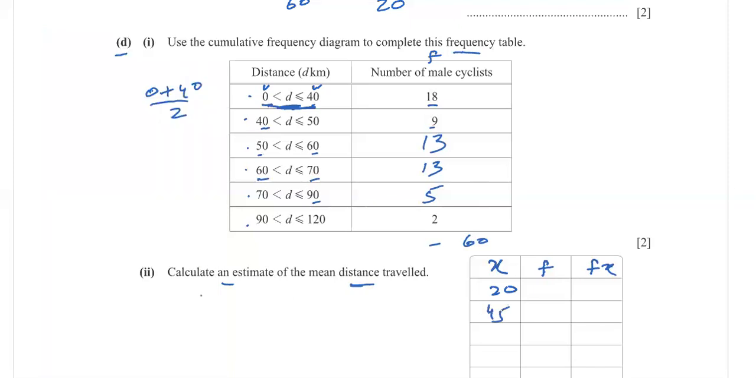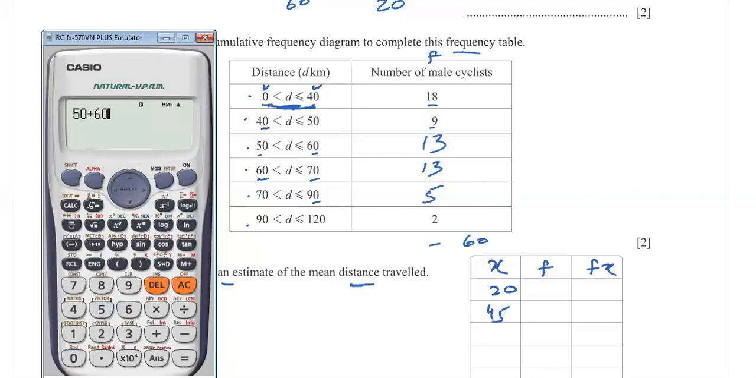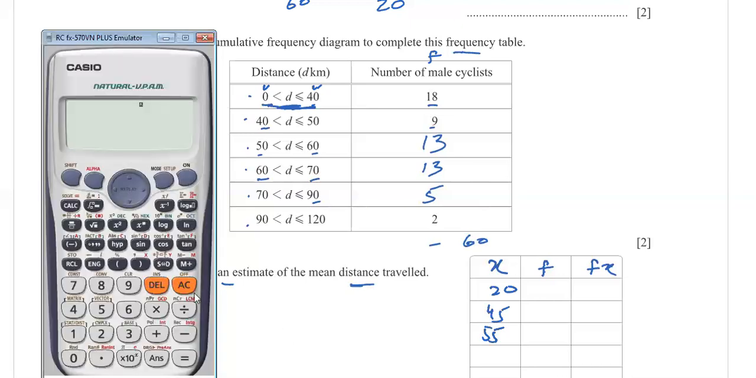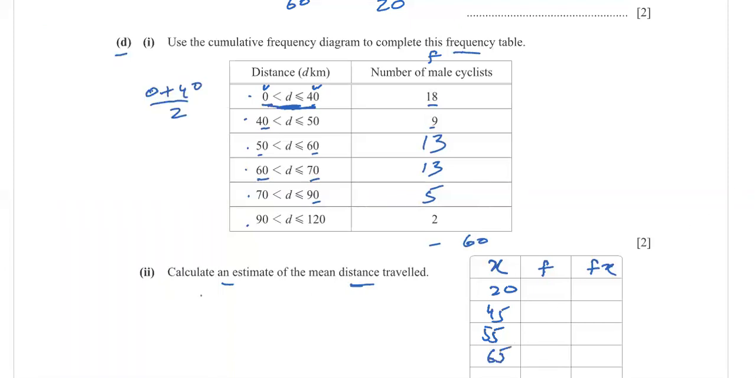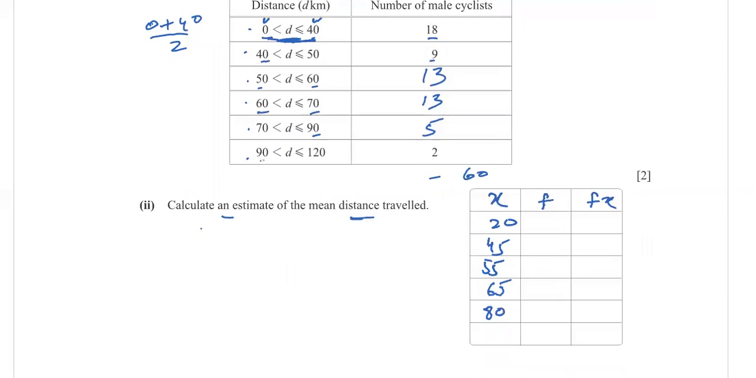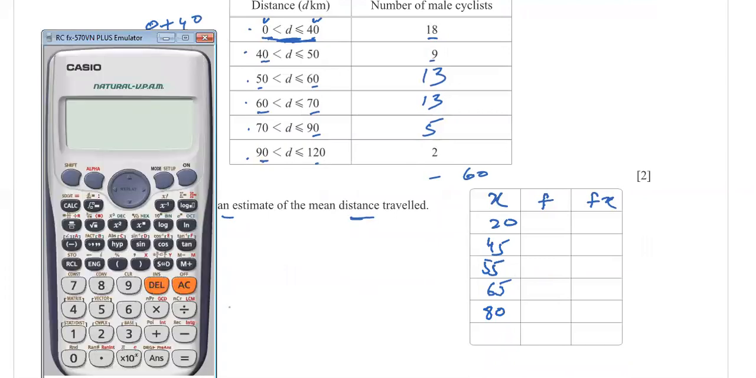Same way for 50 plus 60 divided by 2, 110 divided by 2 is 55. So I will say it's 55. Then 60 plus 70 divided by 2 is 65. This is 65. And then 70 plus 90 divided by 2 is 80, and then 90 plus 120 divided by 2 is 105.